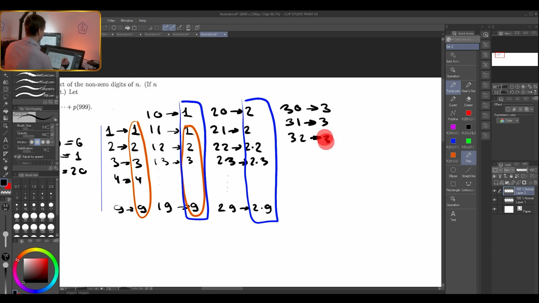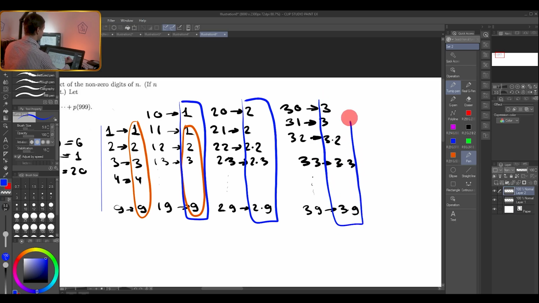32 is 3 times 2. 33 is 3 times 3, and so on, and 39 is 3 times 9. And again, you can see that this column is exactly the first column multiplied by 9. So initially it looked like there is a pattern here, but it is more useful to look at the pattern this way, because every next column will be directly related to the first one. It will be simply multiplied by some number.